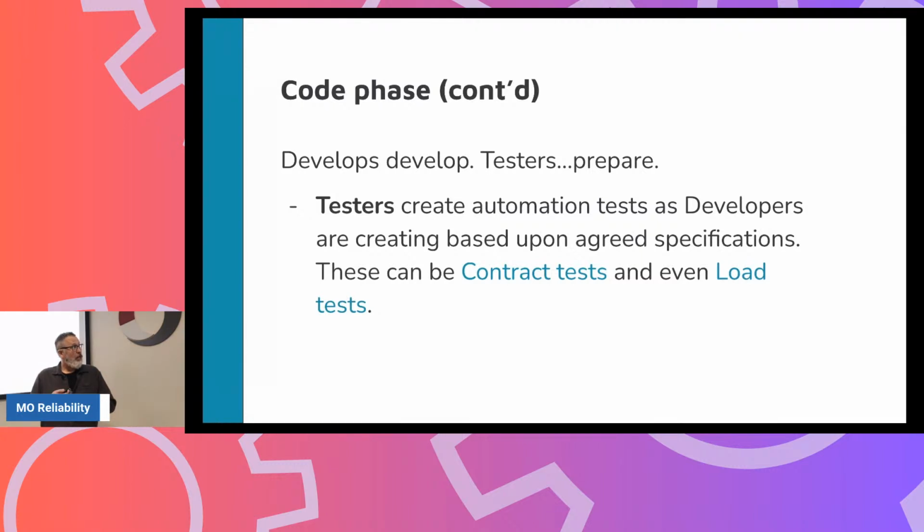Now, with the code phase continued, the testers should be creating their automated tests against what the developers are producing. Based on things like contract tests and load tests, they can start getting those prepared. Obviously they're not going to be running the big load tests while developing, because the software from the developers is probably not ready yet, but it's for preparation.